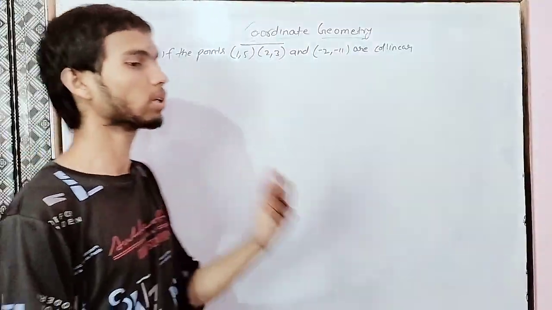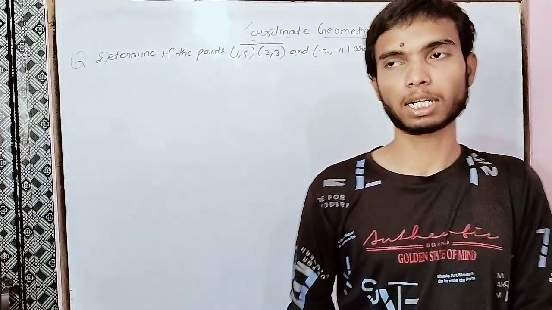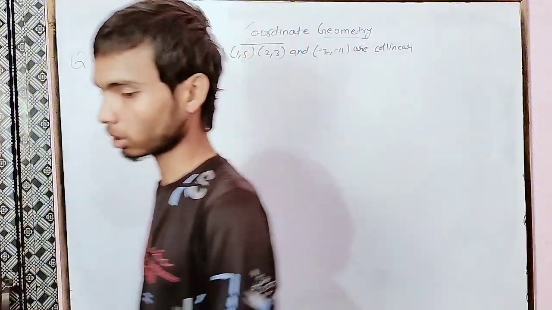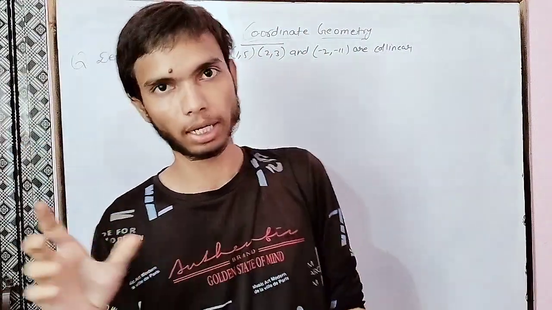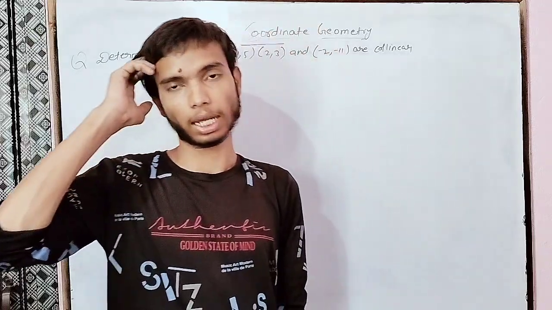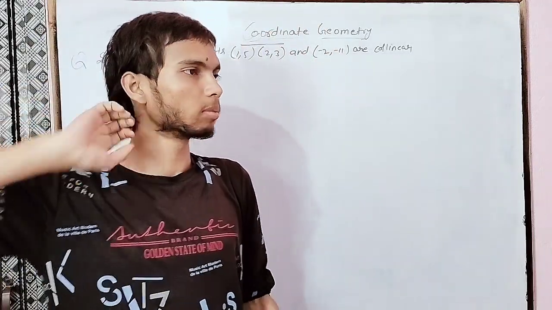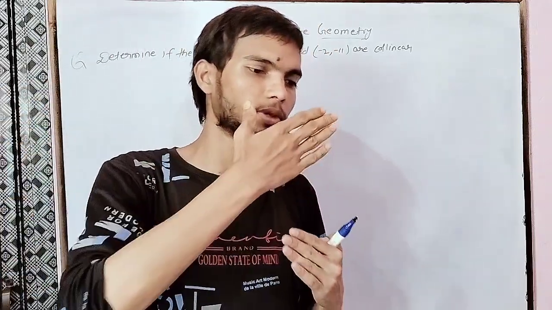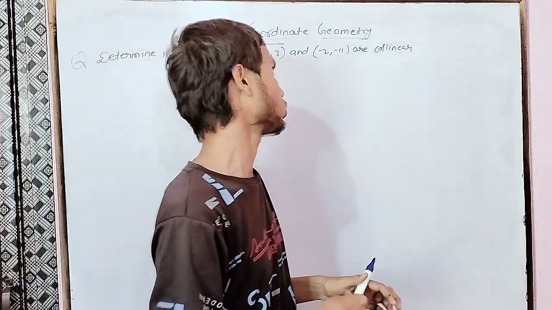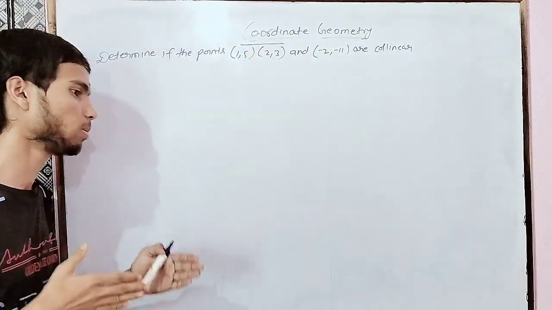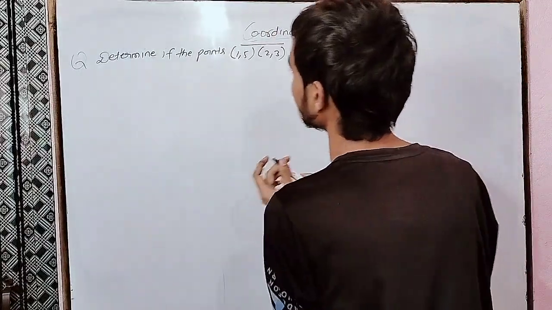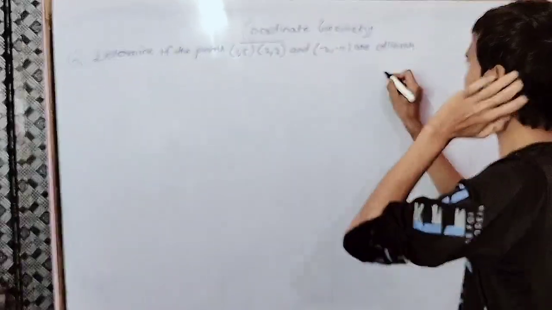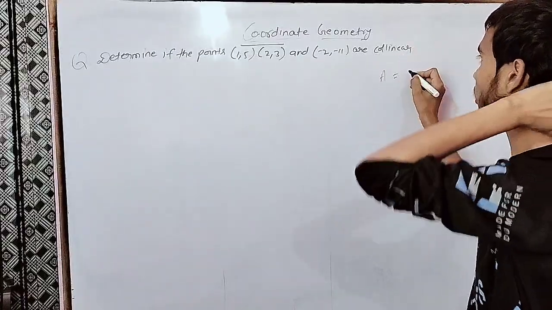It is saying you have been given 3 points and you have to tell whether the 3 points are collinear or not. Collinear means 3 points will make a linear line on a graph. Linear means a line which is straight. So the 3 points will be in a straight line.